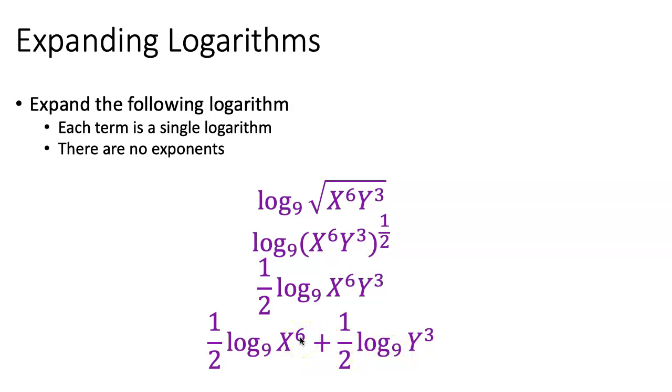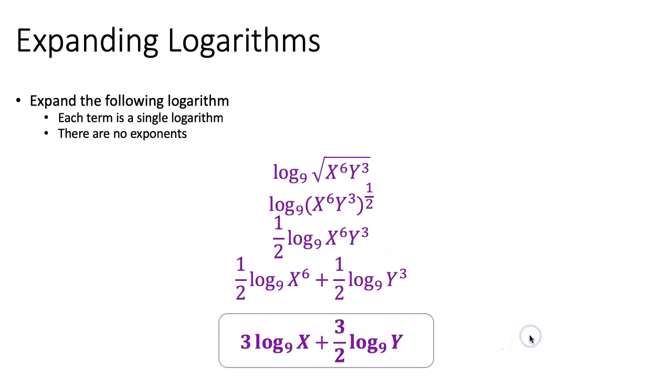And then now we'll wrap it up by moving this exponent to the front. 6 times 1/2 is 3. 3 times 1/2 is 3/2. And we get the same answer we got the other way. Doesn't matter which way you do it. It all works.